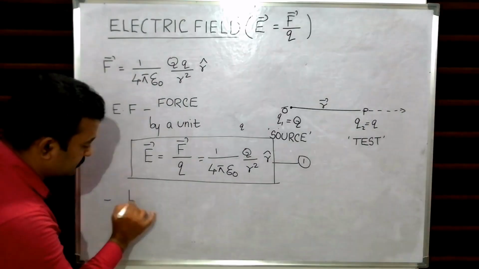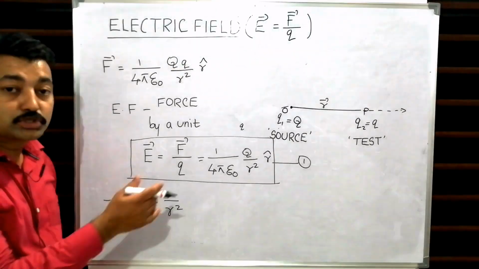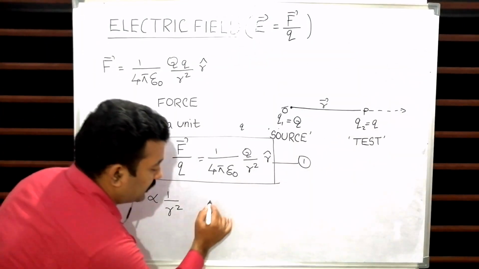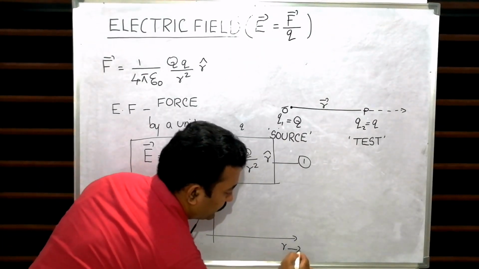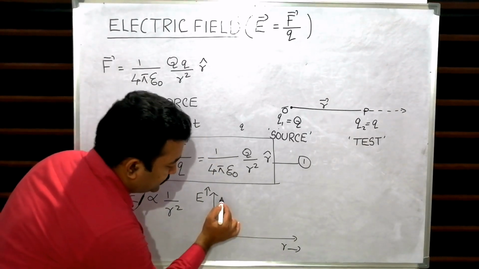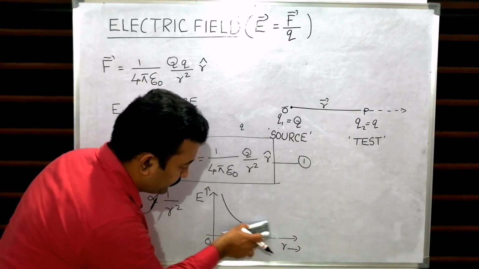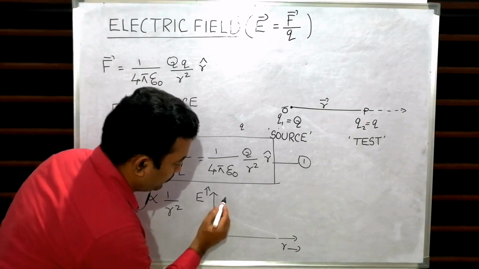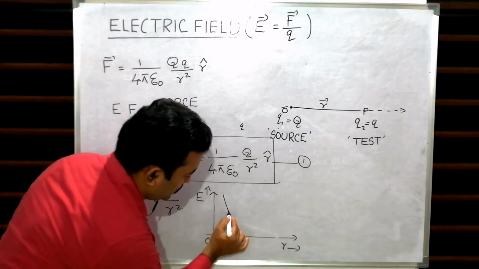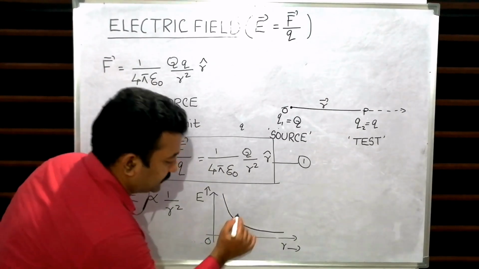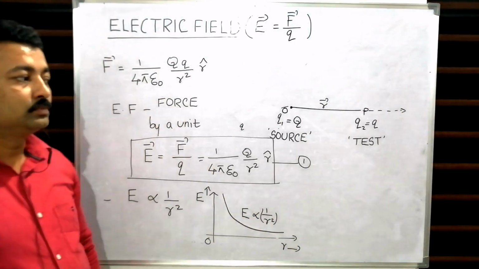So we can see that electric field is inversely proportional to R square. So that is an inverse square relation. So if we plot electric field versus R, E versus R, it's an inverse square relation. The shape of the graph will be like this. So electric field is proportional to 1 by R square.